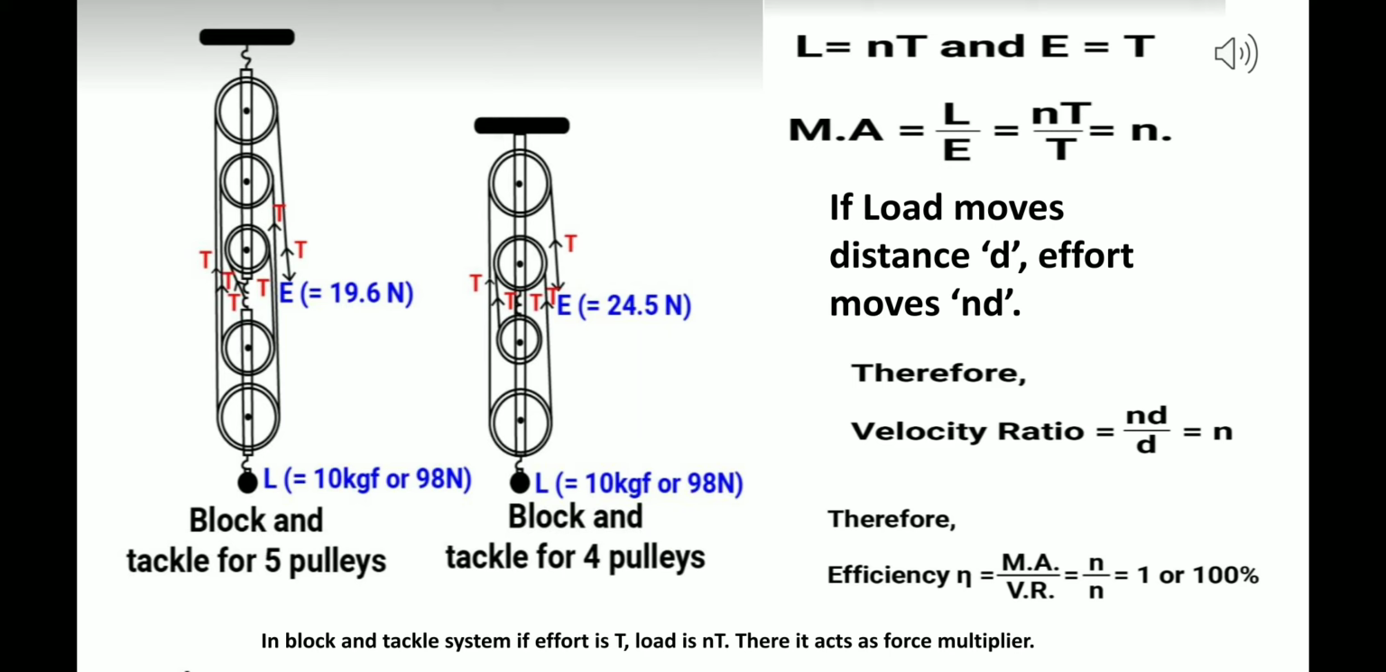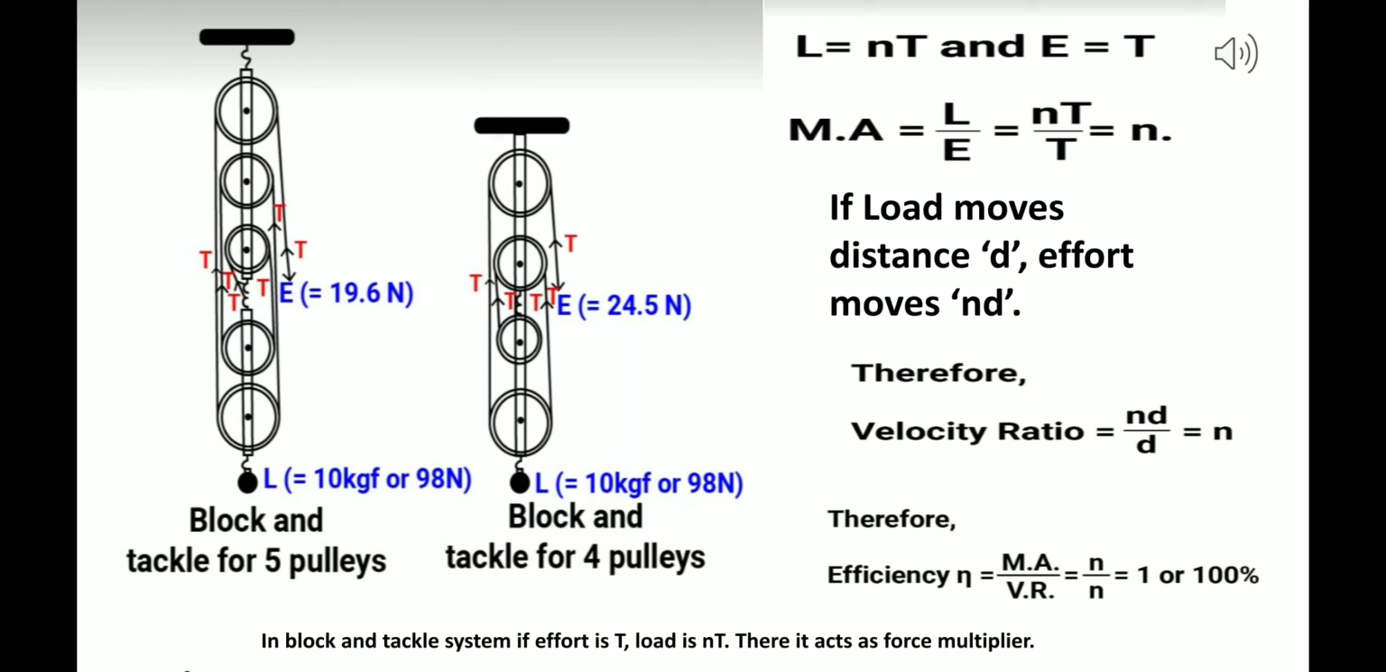Now see, the load will be NT. You can see the red tensions over there. I have marked them with T. That is the red ink. So T is showing the tension in the string. You can enlarge the image and you can see that the tension in the string is T. So as many strings are there, those many tensions are there. So the load is being balanced by NT, where N is the number of pulleys over there. So in the first case, L is equal to 5T, and in the second case, L is equal to 4T.